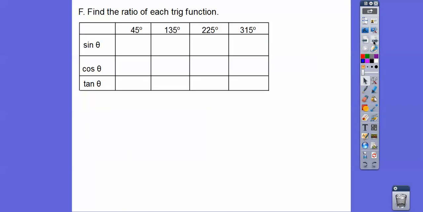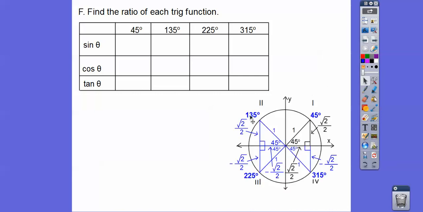So here we go. We're going to go ahead and find the ratio of each trig function, sine, cosine, and tangent of those angles right there, the 45, 135, 225, and 315. All right, so let's find the sine of 45. Opposite over hypotenuse. So we get root 2 over 2 over 1. The cosine of 45 is adjacent over the hypotenuse. It's also root 2 over 2 over 1. And then the tangent is opposite over adjacent. Well, root 2 over 2 over root 2 over 2 is just 1. Okay, so there's the sine, cosine, and tangent of 45.